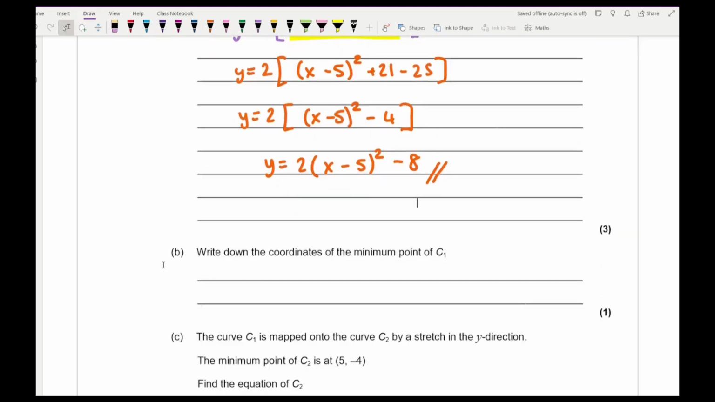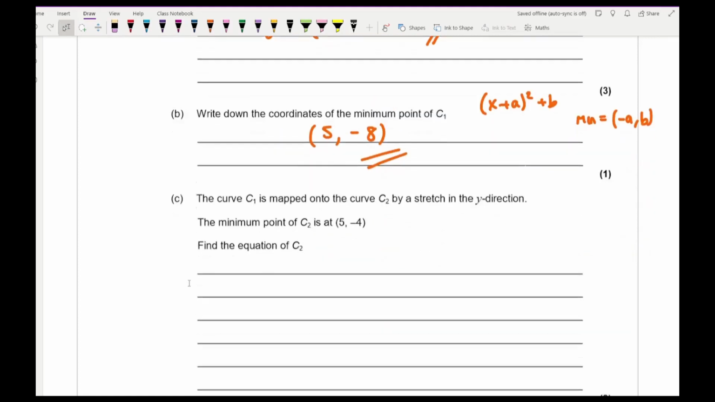Then it says write down the coordinates of the minimum point. Now remember that when we've got completing the square, our minimum point, or the vertex or the maximum point, is going to be minus a, b. So looking at the bracket, I'm looking for the x value that makes that bracket equal to 0, which is positive 5, and the constant at the end, which is minus 8.